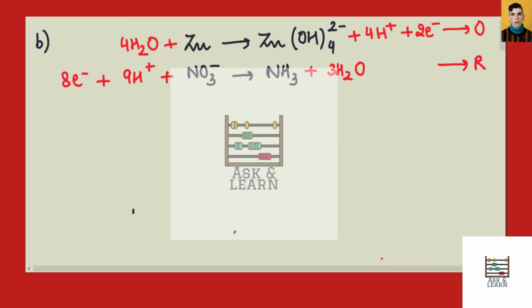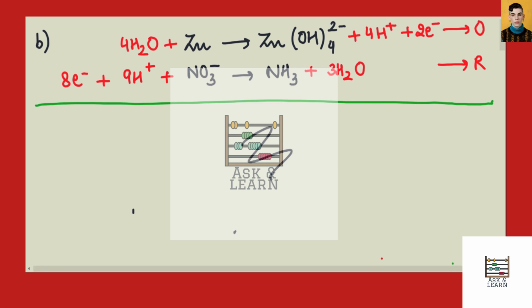Now to add these reactions we have to equalize the number of electrons, so we will multiply the oxidation reaction by 4, okay, to balance the number of electrons.